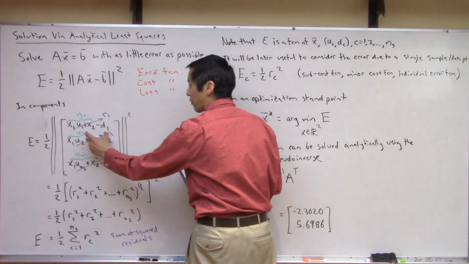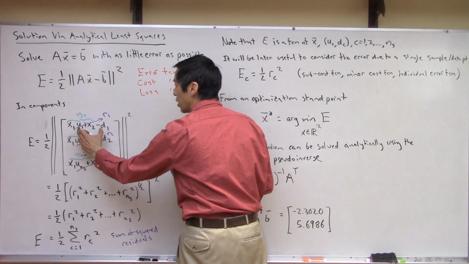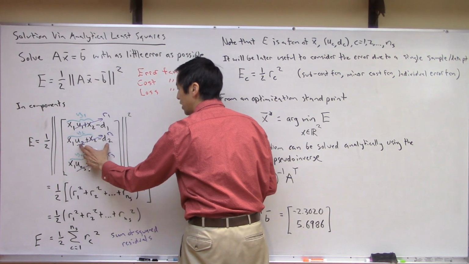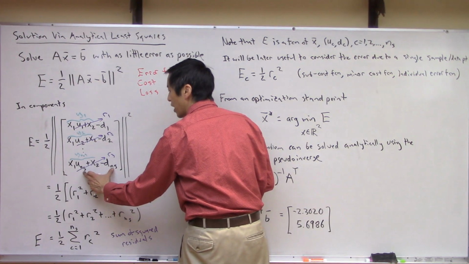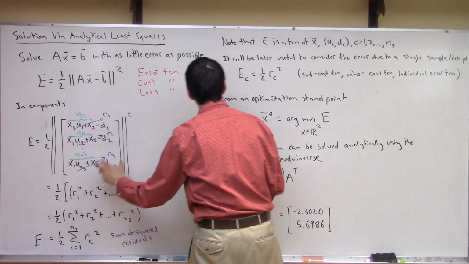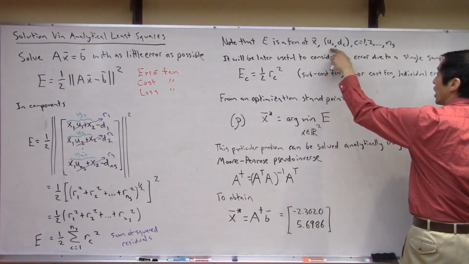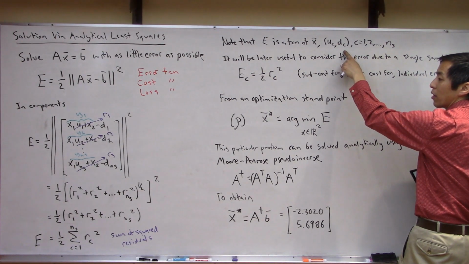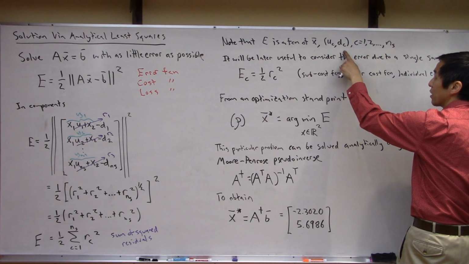Another thing that shows up everywhere is the actual data, right? U1 and D1, U2 and D2, UNS and DNS. The real data shows up in here. So this error function also will change depending on what your data points are, or what data you're feeding it.